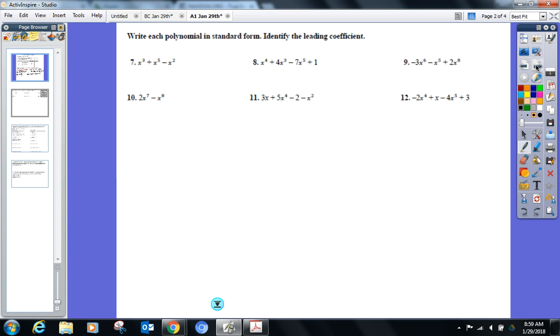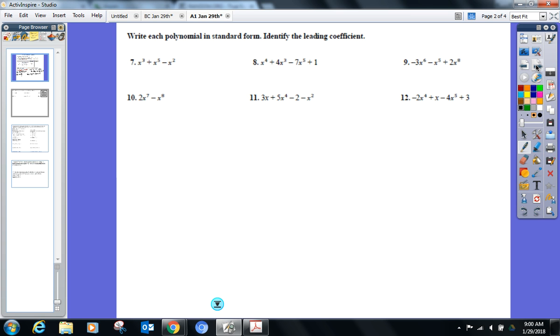Okay, standard form. Everyone ready for standard form? The order of the exponents goes from highest to lowest. That is what a polynomial written in standard form is. On number 7, what is the term with the highest exponent? X to the third. But isn't there an x to the 5th? So that's going to go first.